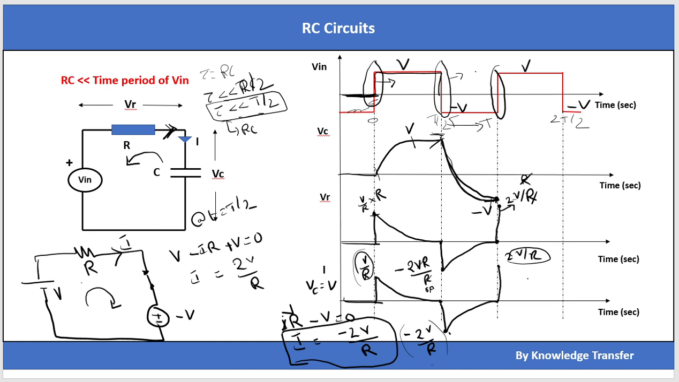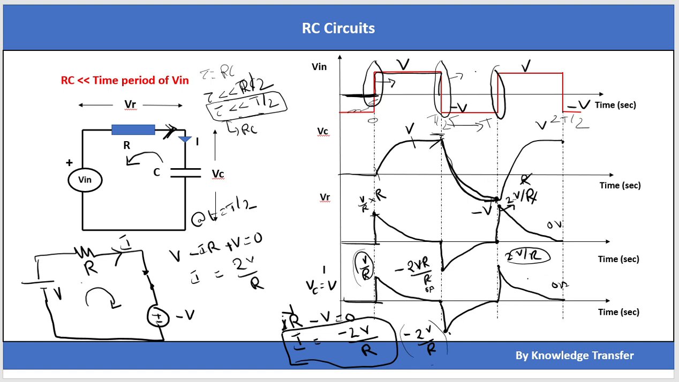Okay, this is the voltage across the resistor, and the capacitor will again go and charge to V volt. Okay, and here the current will exponentially decrease and become 0 ampere. In the same way, voltage across the resistor will follow the current flowing through the circuit, it will come to 0 volt again. Okay, this cycle will follow through until we have the input voltage.